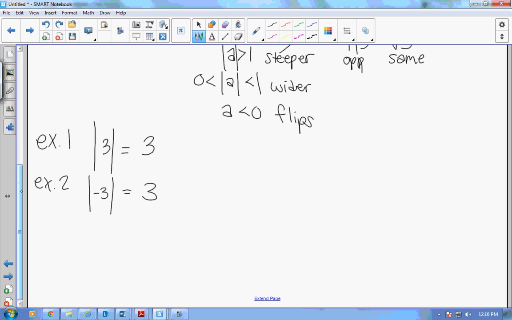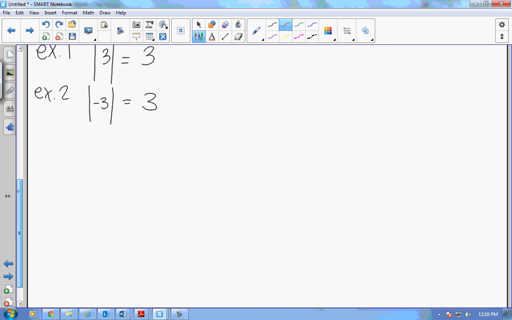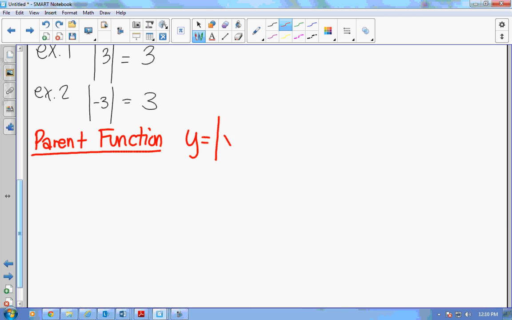Okay, this is the parent function. Meaning the most basic way we could see an absolute value function. Y equals absolute value x.